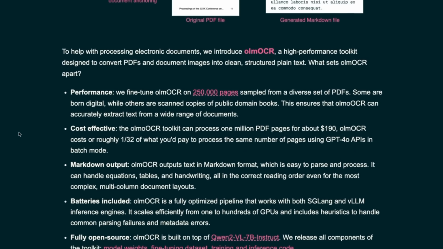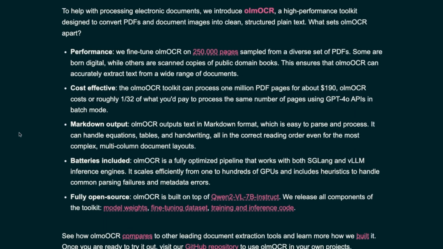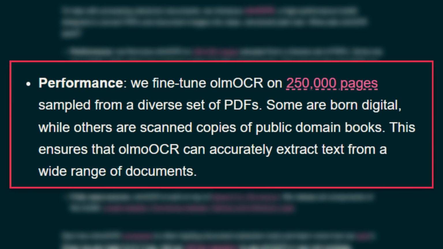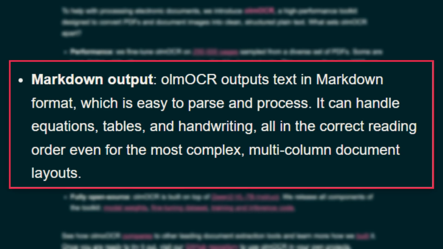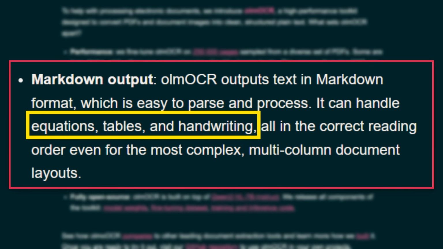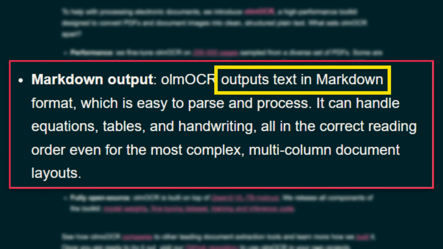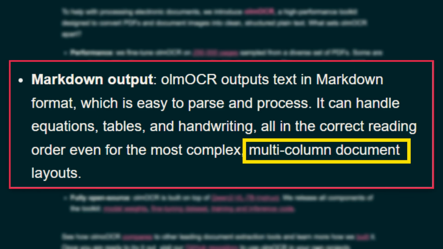They have a nice blog post where they describe what they did and how they fine tuned on 250,000 images that were randomly sampled from a big data set. I think that data set includes a large percentage of academic papers, but also a variety of different things, including handwriting. So this model can OCR handwriting as well as printed text. On top of that, the model can output in Markdown and can handle things like equations and tables and even multi-column documents.